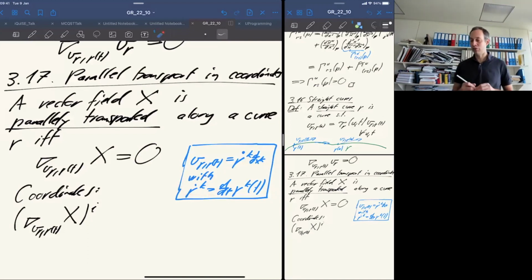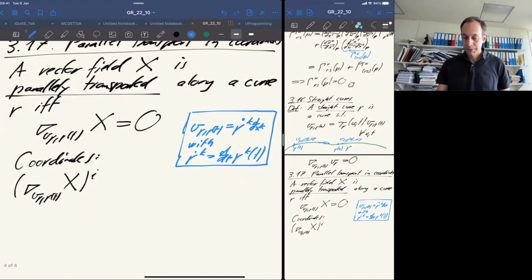That's something that is extremely intuitive if you think about flat space. That's essentially how you would define a velocity vector or a direction vector. And we have already shown that this is indeed the case. It's also very easy to verify. It's just a one-line calculation using the definitions.